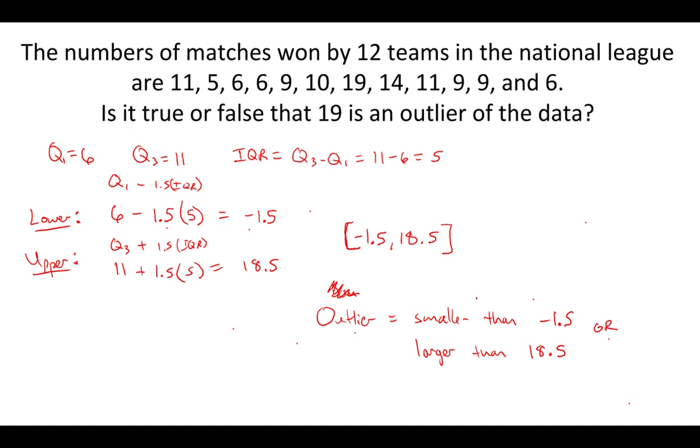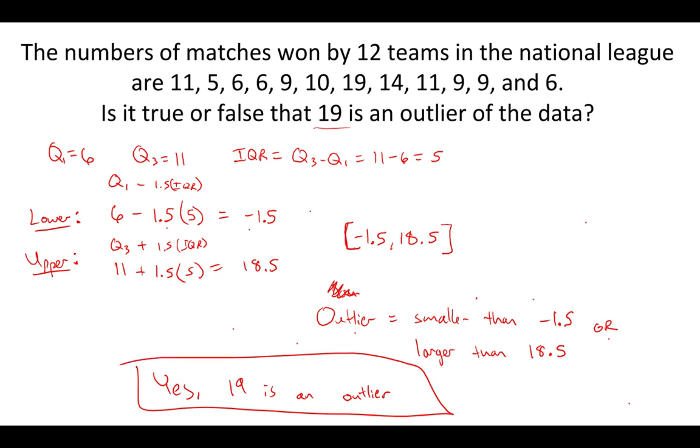So this one we want to look at here, it asks if it's true or false that 19 is an outlier. 19 is larger than 18.5. So it'd be yes, 19 is an outlier. So you could say maybe that team is exceptionally good. They are far and away better than all of the other teams because it was an outlier compared to their wins. So definitely a superior team. All right, let's go ahead and look at the next question.